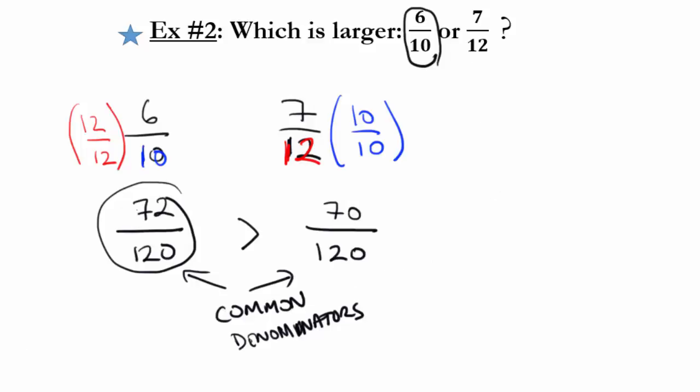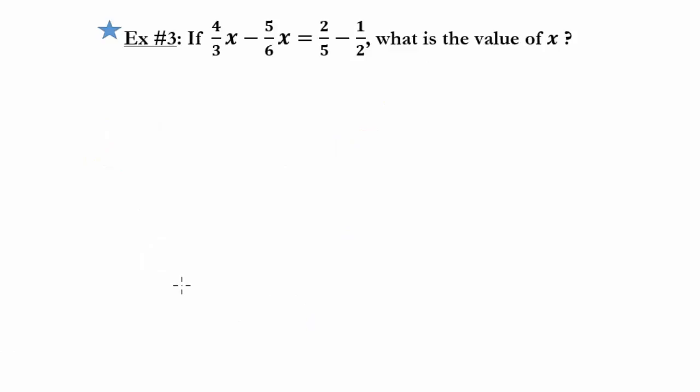Let's take a look at one more example. Example number 3. If 4/3 x minus 5/6 x equals 2/5 minus 1/2, what is the value of x? Okay, this looks like a mess, but again, the theme, like we've been talking about, is that we can only do things with fractions, right? We can manipulate them if they have the same denominator, because then we're talking about the same thing. Otherwise, we're talking about apples and oranges.